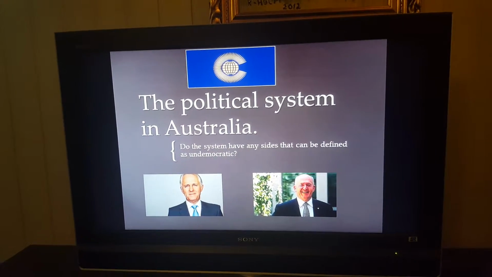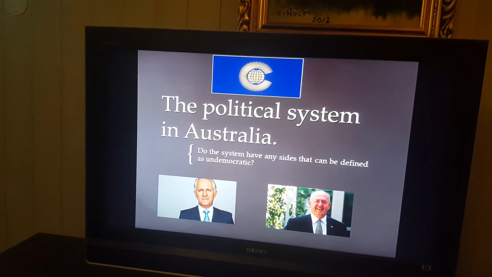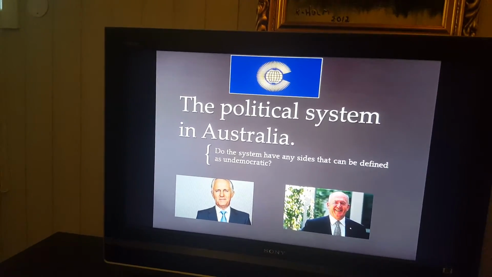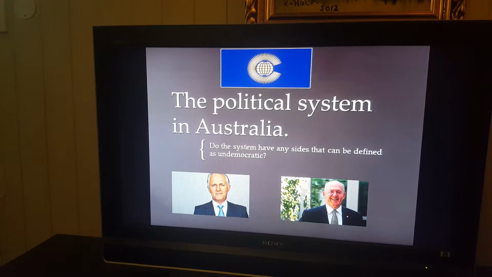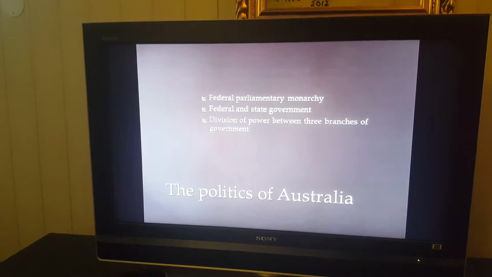I'm going to present the political system in Australia, and after that I will find out if the system has any sides that can be defined as undemocratic. A federal parliamentary monarchy is the framework of Australian politics.